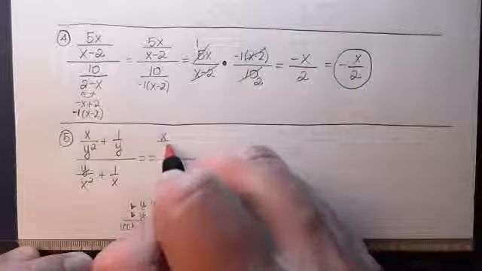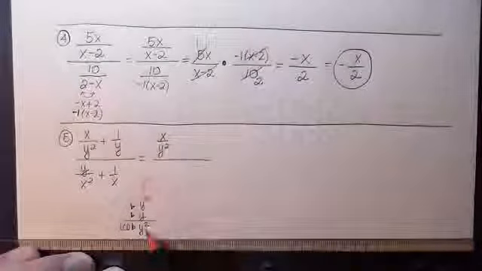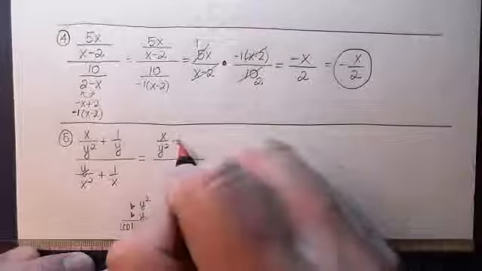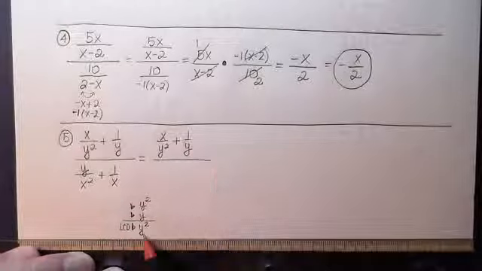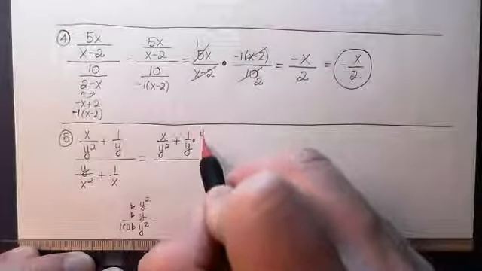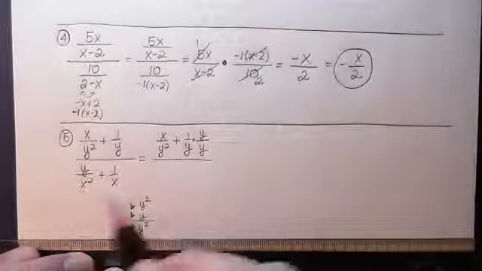So copy the first fraction. Am I missing anything from the LCD? No, so this guy is fine. Copy the second one. Is there anything missing here when I compare with the LCD? Yes, I'm missing a y. So multiply top and bottom by y. Same thing on the bottom.